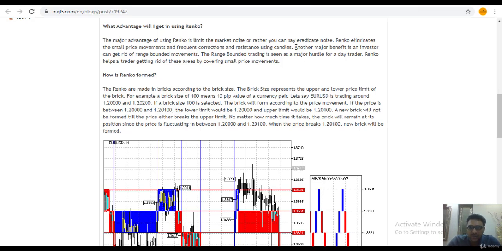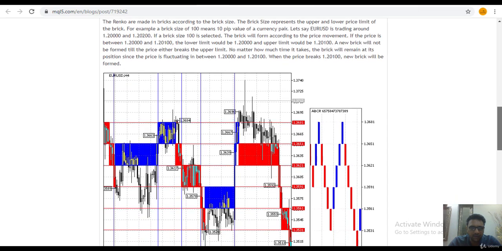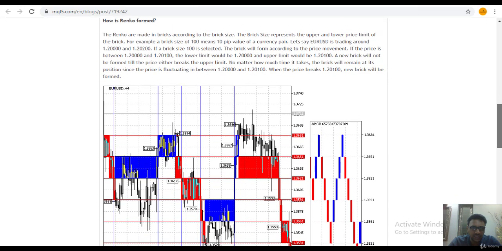So another major benefit is an investor can get rid of range bounded movements. We have talked about this. The range bounded trading is seen as a major hurdle for a day trader. Yes, it is. We know that. Renko helps a trader get rid of these areas by covering small price movements, right? So how is Renko formed? We have already talked about that in the last video as well.